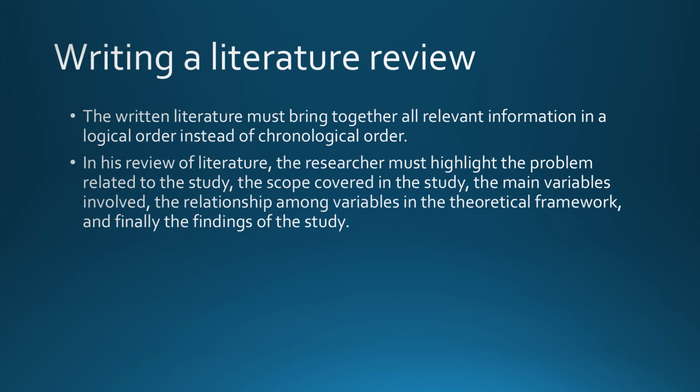Writing a literature review. The written literature must bring together all relevant information in a logical order instead of chronological order. In his review of literature, the researcher must highlight the problem related to the study, the scope covered in the study, the main variables involved, the relationship among variables in the theoretical framework, and finally the findings of the study.